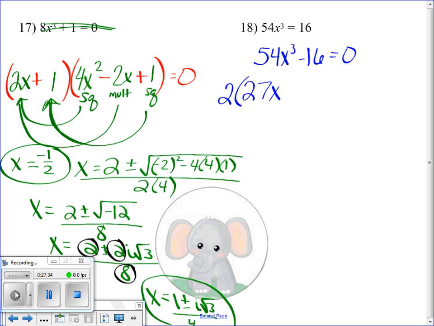So 2 times x cubed, 27x cubed minus 8. Now are they perfect cubes? Yes, they are. Can we just leave it?